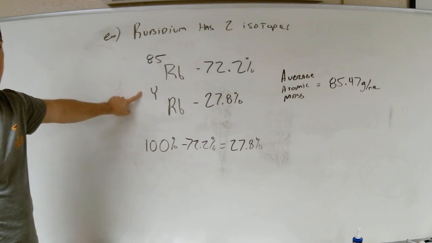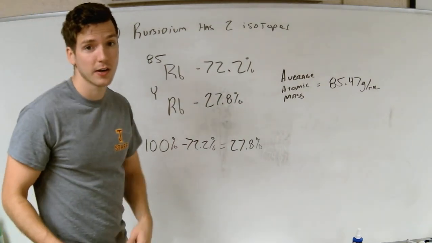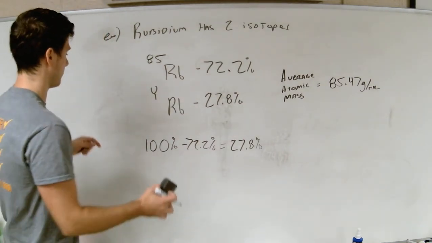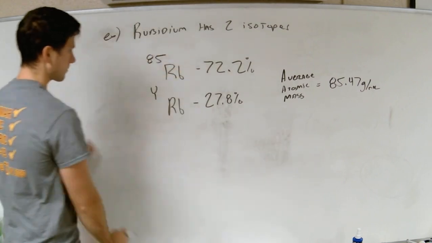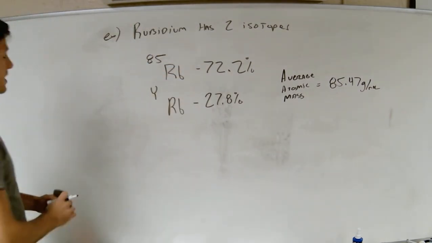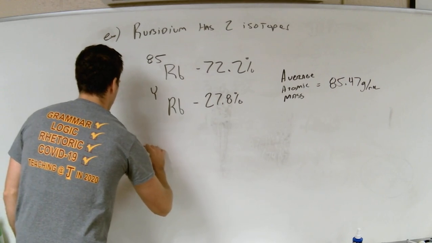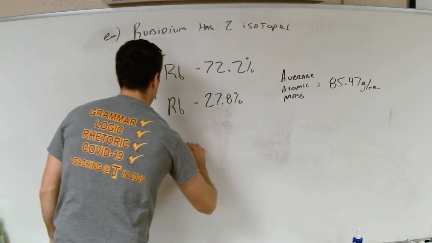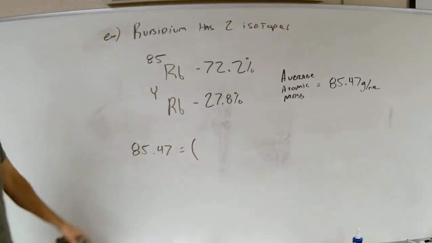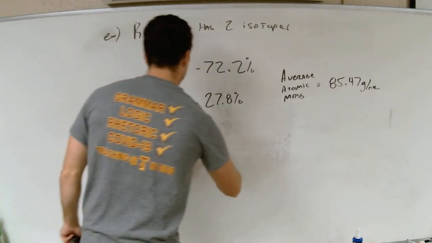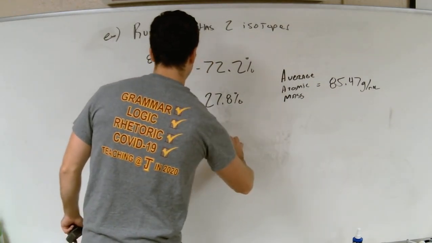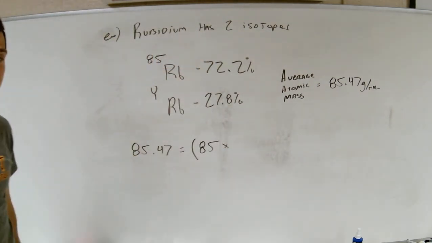Mass number, I don't know. That's where we got to use our formula that I gave you earlier. Okay, so average atomic mass we know is 85.47. Mass number of isotope 1 is 85. I didn't give you anything more specific, so you could just use 85.